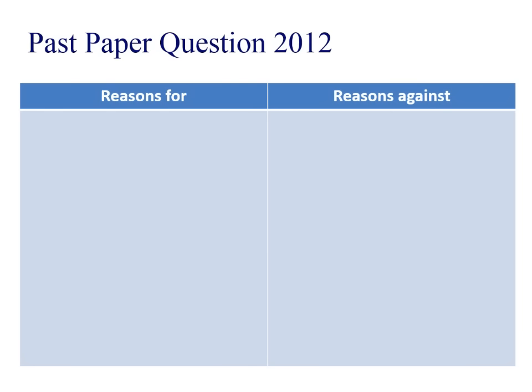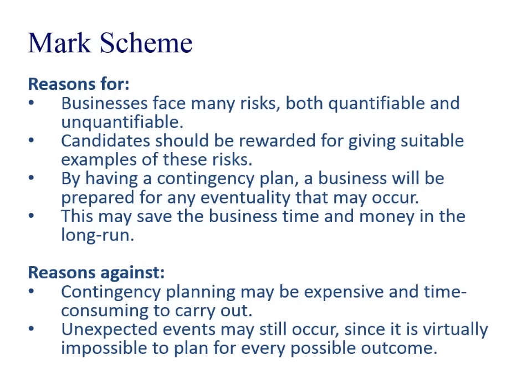So let's have a look at the mark scheme. This is the typical way you'd lay out reasons for, reasons against. But here's the mark scheme. So businesses face risks, both quantifiable and unquantifiable. So candidates could be rewarded for giving suitable examples of these risks. Having a contingency plan, a business will be prepared for any eventuality that may occur. I would evaluate on that fact. I think there are some things that happen that have never happened before that you just couldn't have possibly planned for. And if they've happened before, it makes it easier to plan.